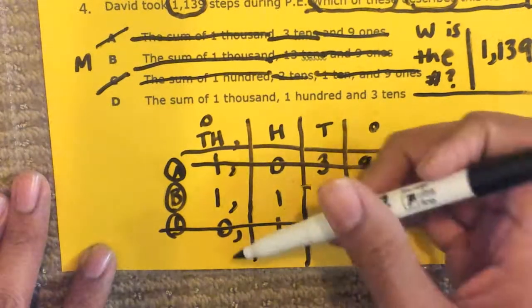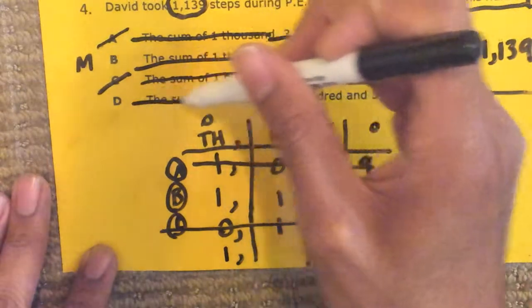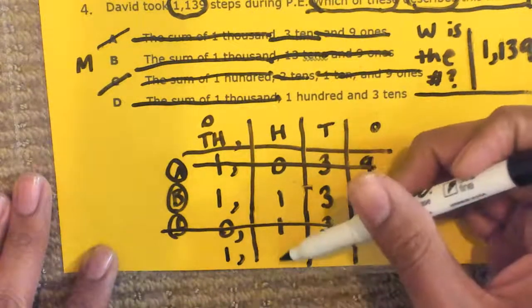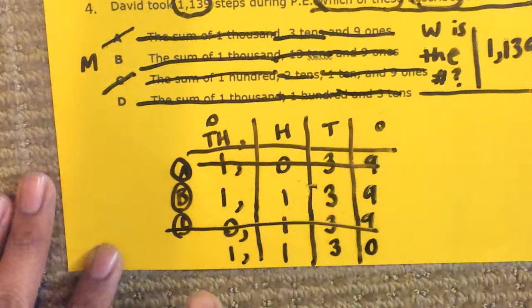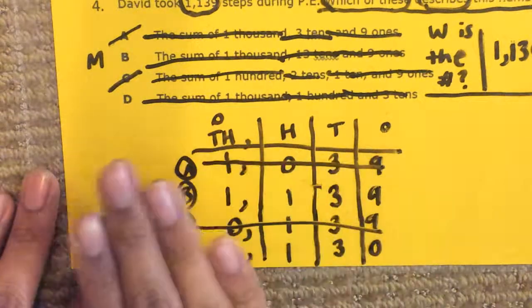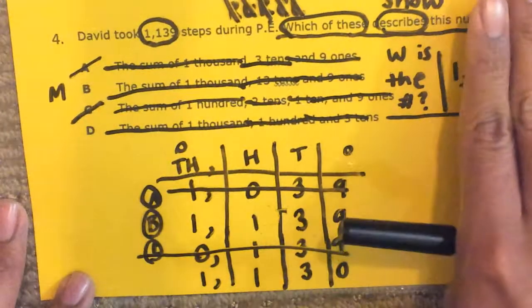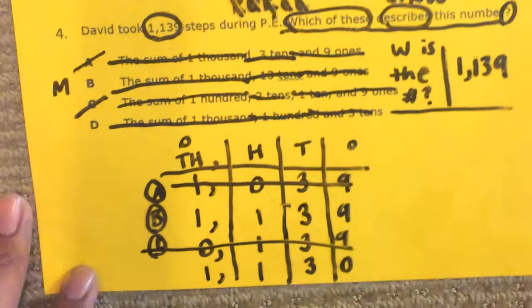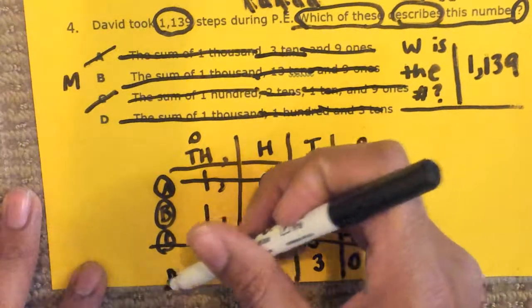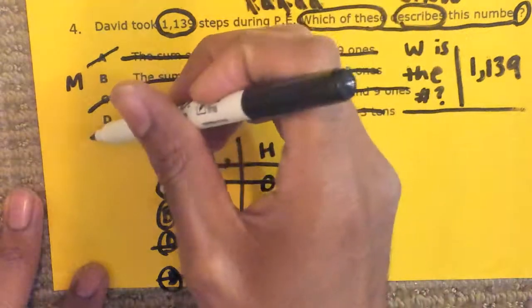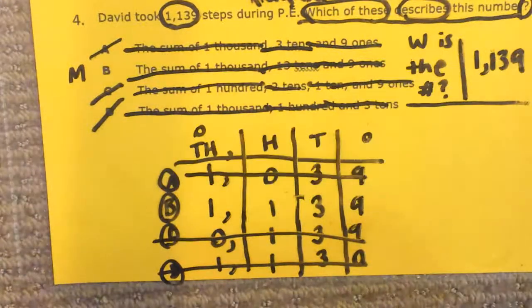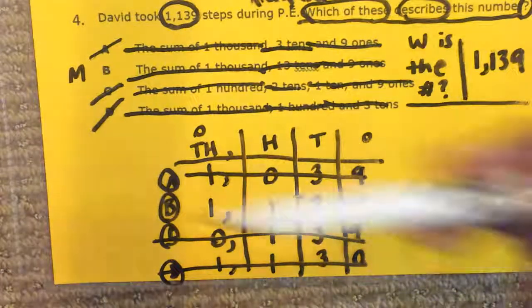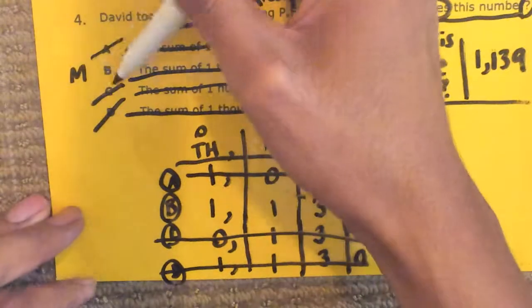The sum of 1,000, 100, 3 tens. No ones. Does 1,130 match with 1,139? No. D was incorrect too. So if you go through your other answer choices and just eliminate them, then that will lead you to the right answer. B.